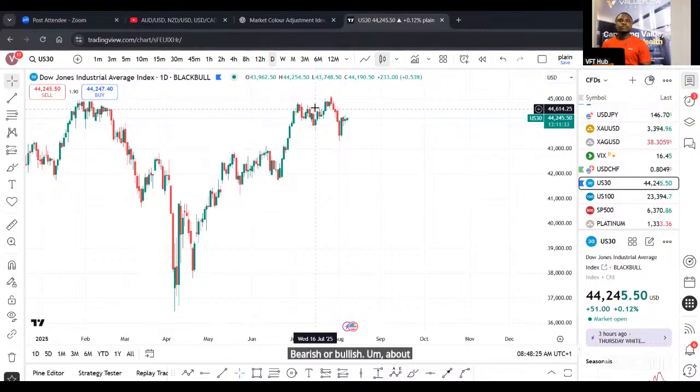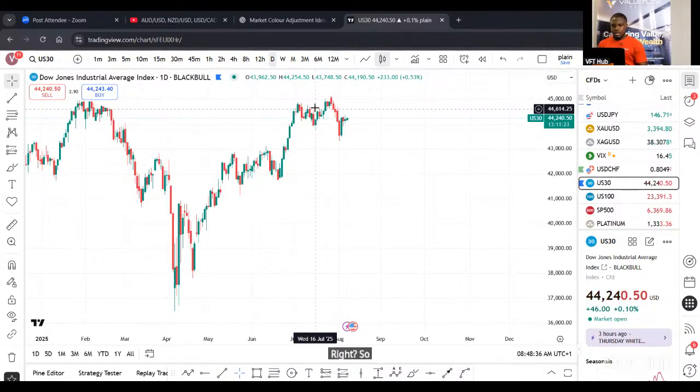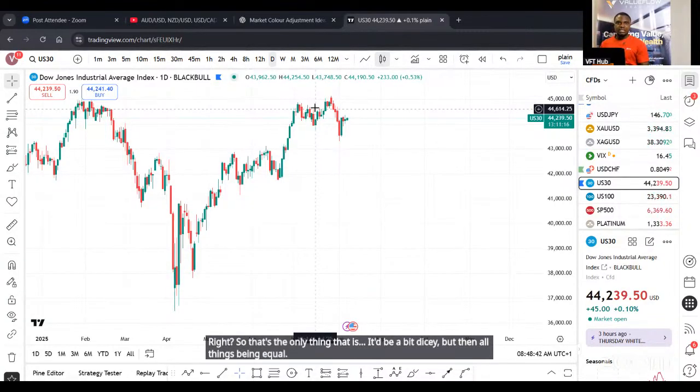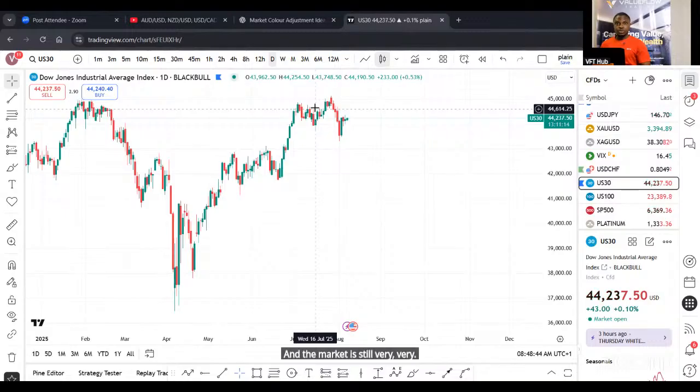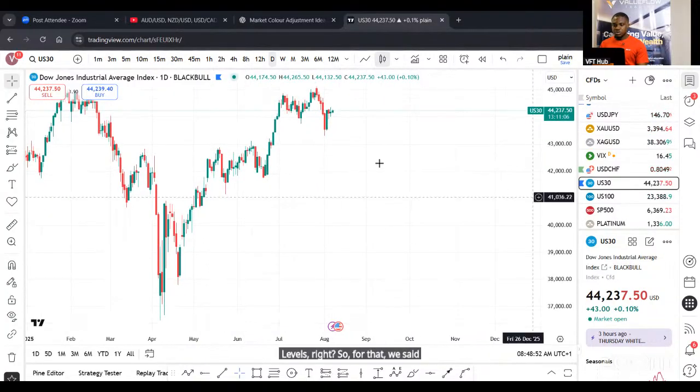The only thing that is tilting the markets or investors' sentiments to being bearish or bullish about VIX is the tariff conversation, and then interest rates that'll be coming up. I think that's next week, right? So that's the only thing that is a bit dicey. But all things being equal, the market is still very, very much bullish sentiment-wise, and that's why we see VIX around 16.45 levels.